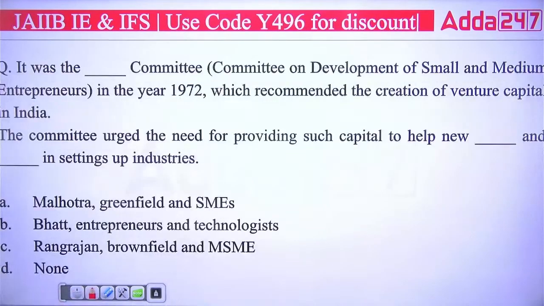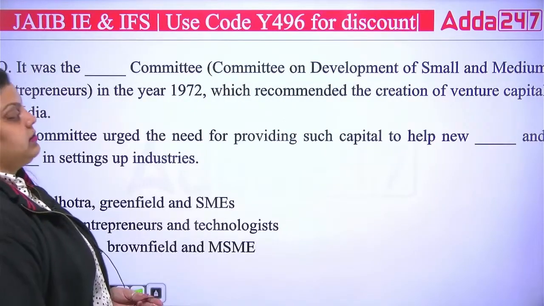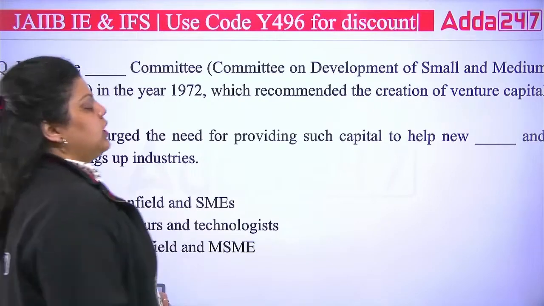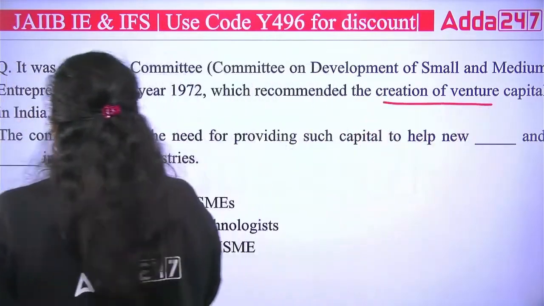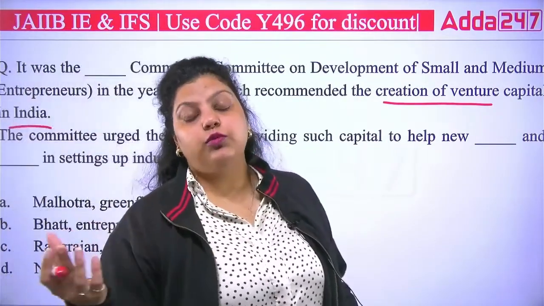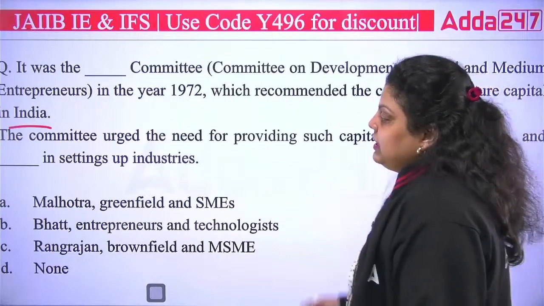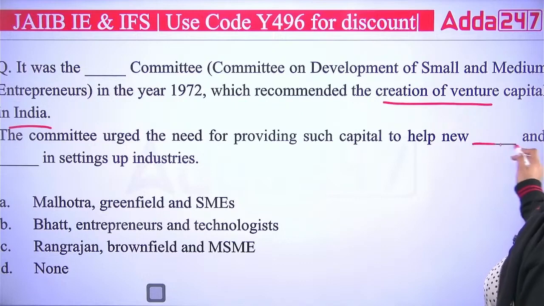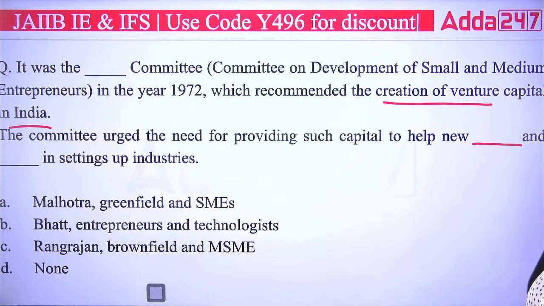Now second, it was the Dash Committee, that is the Committee on Development of Small and Medium Enterprises, in the year 1972, which recommended the creation of venture capital in India. So you have to first answer which committee recommended forming venture capital in India. Second is saying the committee urged the need for providing such capital to help new and dash in setting up industries. So which committee is it?